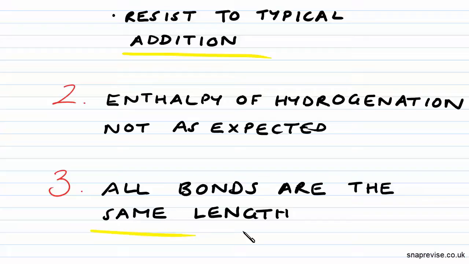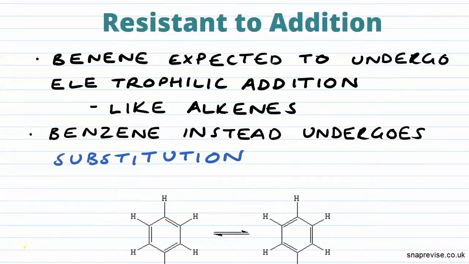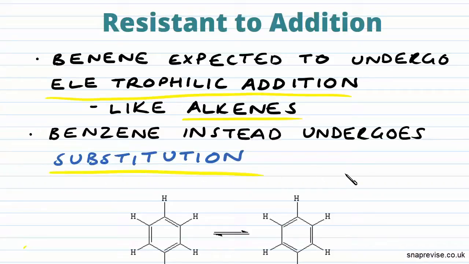So let's have a look at each of these problems individually and see what that can tell us about benzene's structure. So first of all, looking at benzene's reactions, we'd expect benzene to undergo electrophilic addition, just like alkenes do, and alkenes we know have double carbon-to-carbon bonds. However, benzene instead undergoes electrophilic substitution reactions.